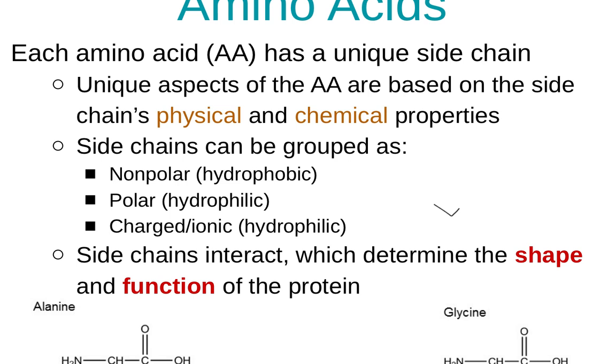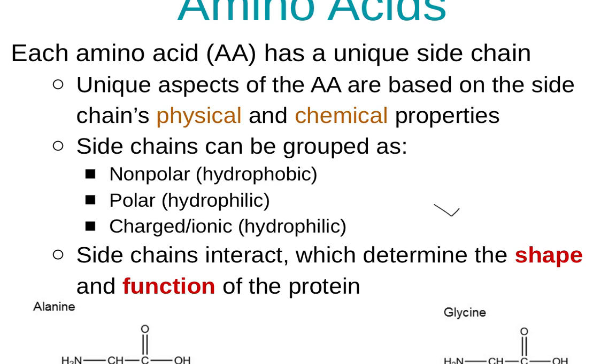These side chains have lots of different characteristics to them. Some of them are hydrophobic, some of them are hydrophilic, so they could definitely be nonpolar or polar. Some of them can also be charged. We call that ionic, an ionic charged hydrophilic R group. So side chains interact, and that basically will determine the shape of the protein and how the protein will function.